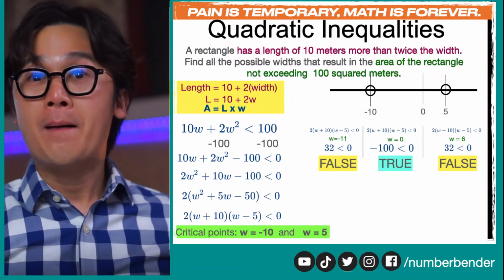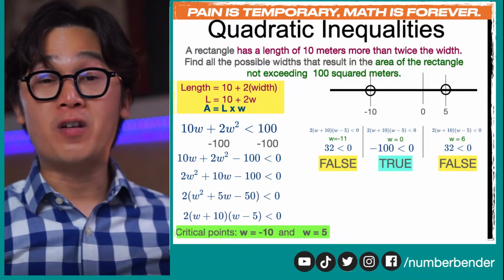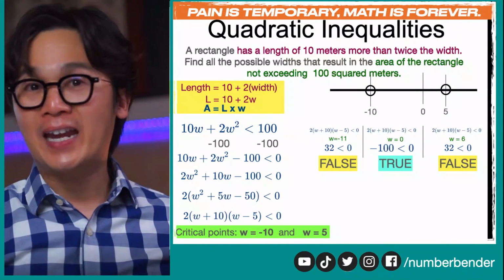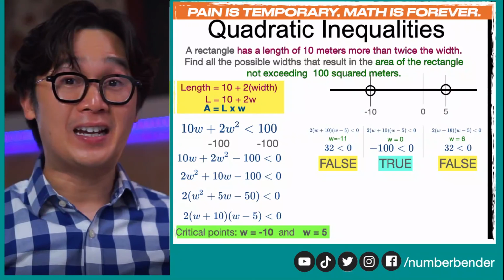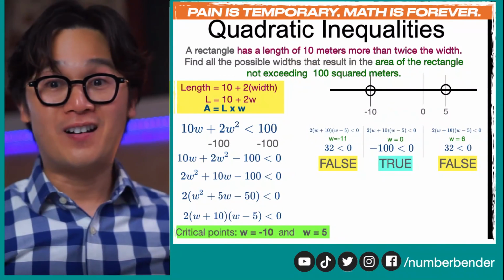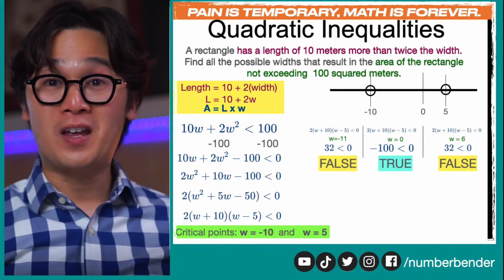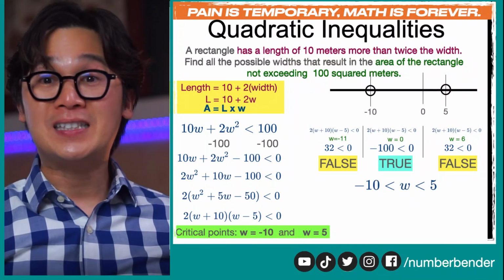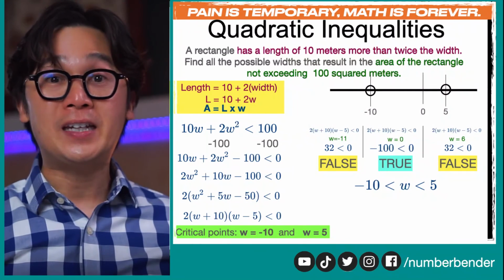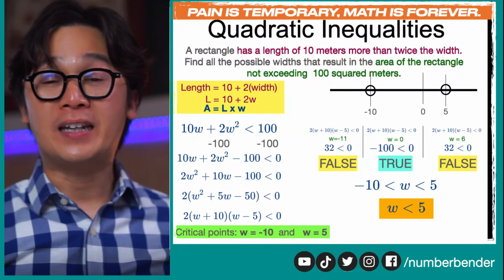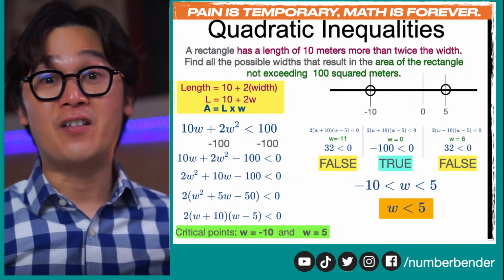But take note that we're looking for the width of our rectangle, and we cannot have a negative width because a negative width does not exist, because if we don't have a width or a representation of the width of a rectangle, the rectangle will not exist. So that means in this inequality, we can get rid of any number that is negative. So our inequality is just anything that is less than 5.